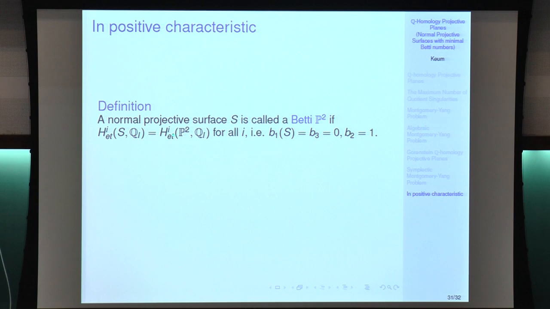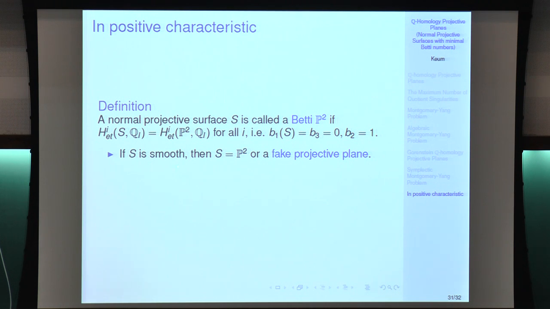But we have a nice cohomology theory in positive characteristic, l-adic cohomology in étale topology, or crystalline cohomology. So anyway, if l is not equal to the characteristic of the field, then this gives us the expected Betti numbers: zero, and second Betti number 1. In this case, I don't call it Q-homology, because in positive characteristic, Q-homology doesn't make much sense.